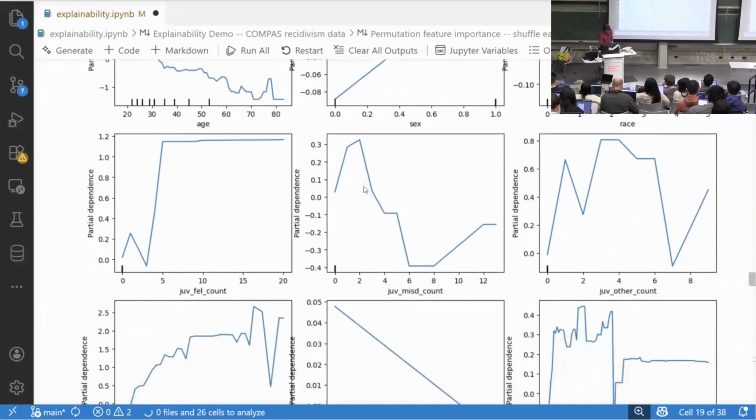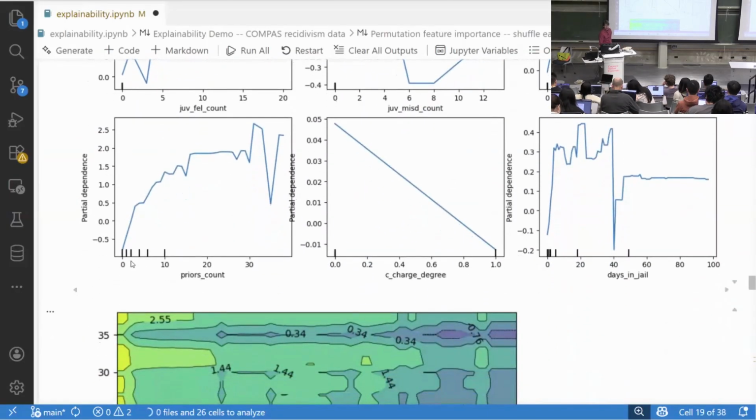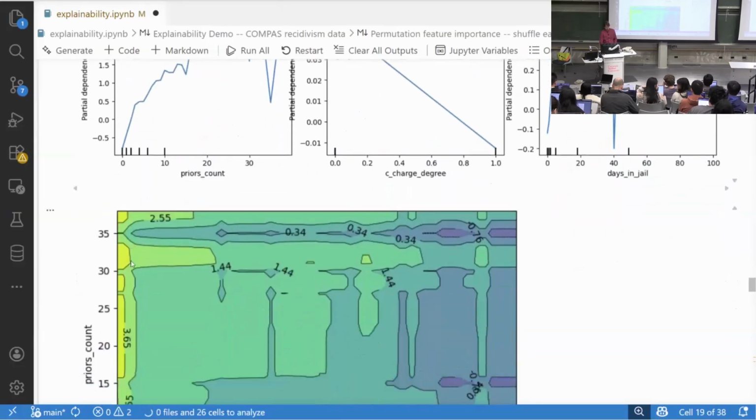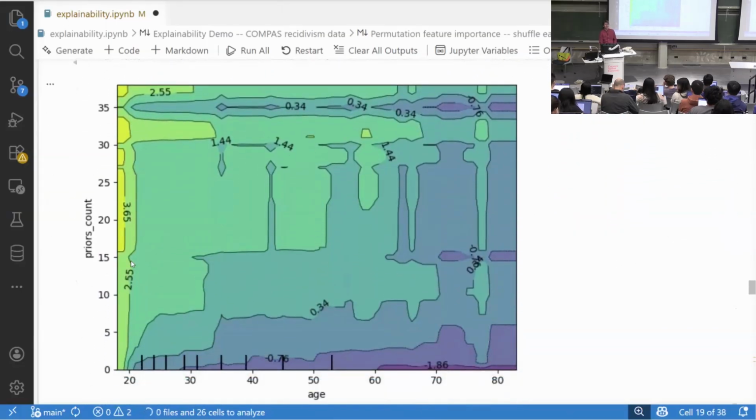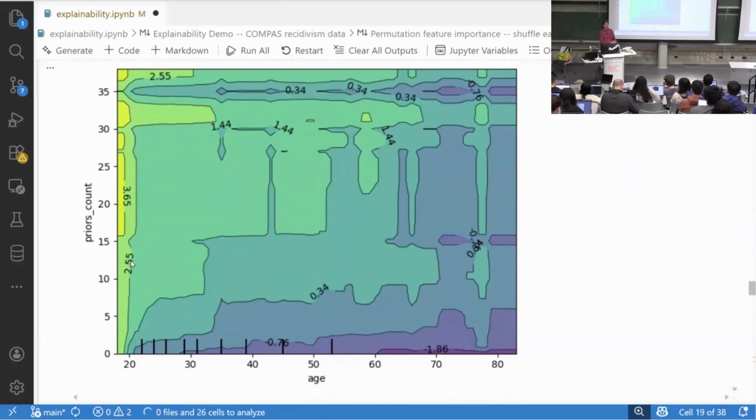What was the other one? Prior convictions, right? So this is the number of prior convictions. It rises pretty steeply if you have a few prior convictions, and it doesn't matter after 10 or so. It just thinks you're always going to reoffend. Probably not without reason if you have 10 prior convictions. You can also plot this in a 2D space. 3D probably becomes difficult, but this is essentially a density plot, where you can see how prior convictions and age interact, like what's the highest, lowest kind of thing.